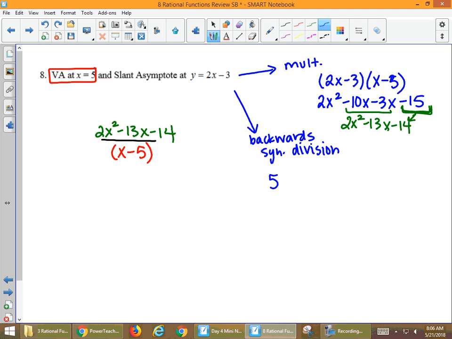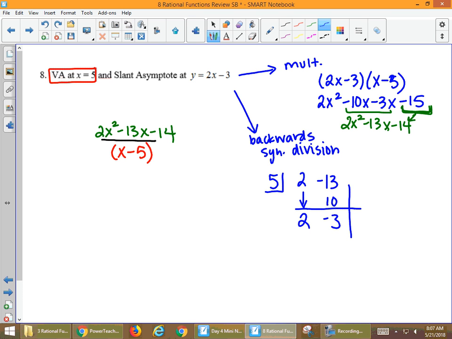So our asymptote is at 5. We want 2x minus 3. And again, we don't care what that remainder is. So how would you make this happen? Well, how would you get 2 and negative 3 out of this synthetic division? Well, that would have to be a 2, because you always bring that first number down. 5 times 2 is 10. Okay, what plus 10 gives you negative 3?